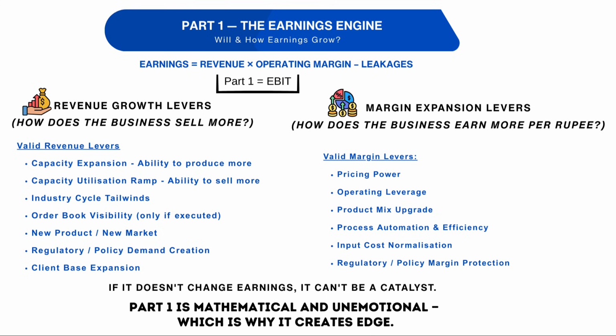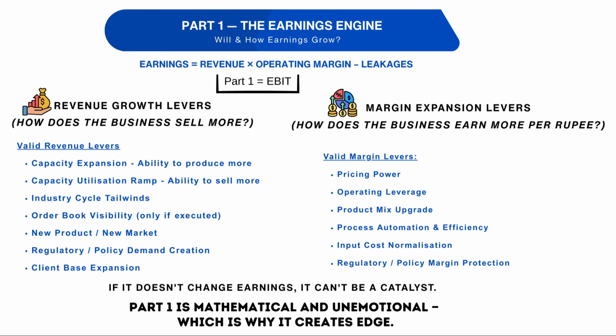So the fifth one is input cost normalization. Sometimes margins are depressed due to temporary spikes in raw materials. And the sixth one is regulatory or policy margin protection. Sometimes the government creates such policies like anti-dumping duties or minimum import price, right, which benefit the local domestic players.